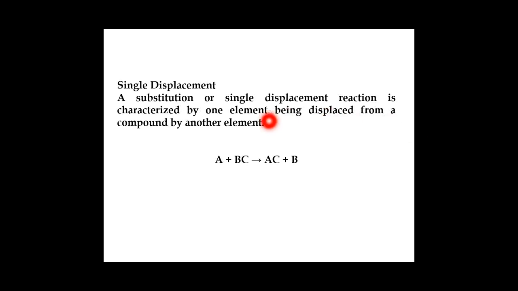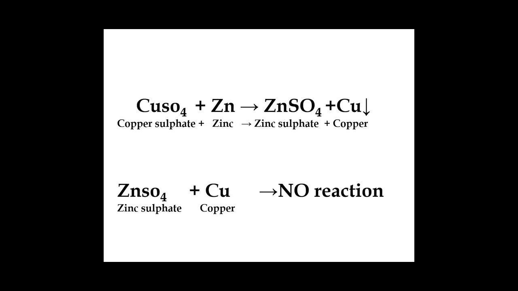Single displacement or substitution reaction is characterized by one element being displaced from a compound by another element. More active metal displaces less active metal. Zinc displaces copper from its compound, forms zinc sulfate and copper. As zinc is more active than copper, zinc can displace copper from its compound. But as copper is less active than zinc, copper will not displace zinc from its compound.